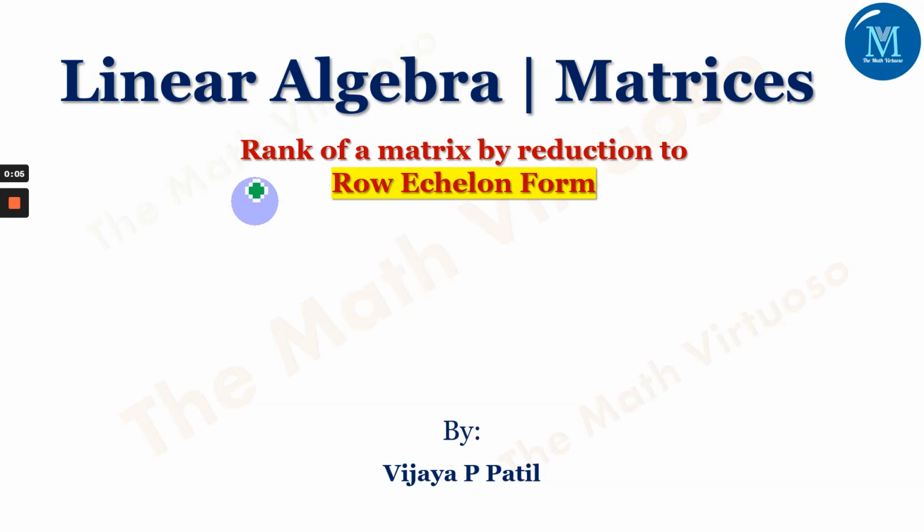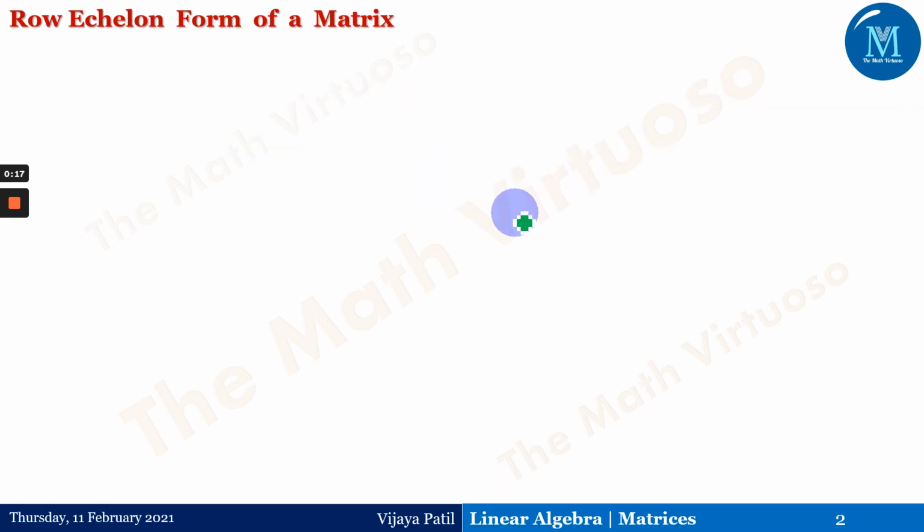Hello and Namaste. In continuation with the linear algebra topic matrices, we have already gone through the rank of a matrix by reduction to a normal form and by reduction to a PAQ form. Now let us go and explore the row echelon form.